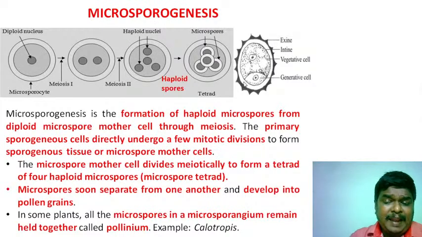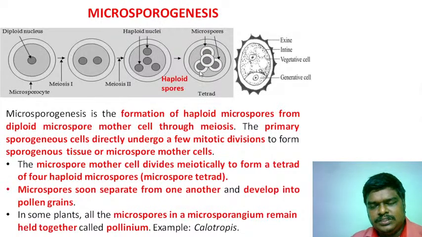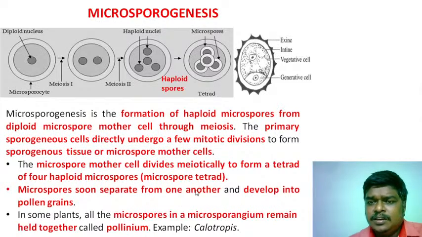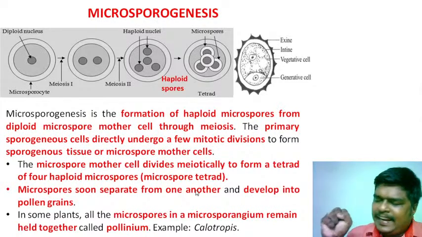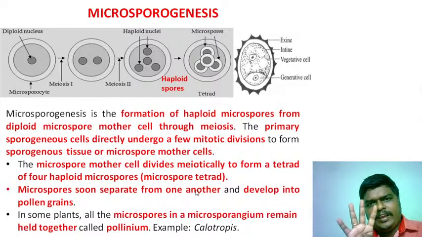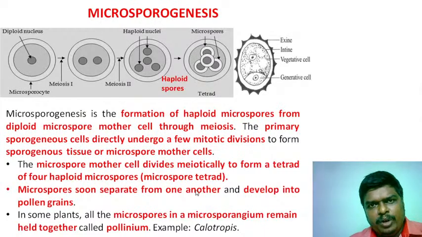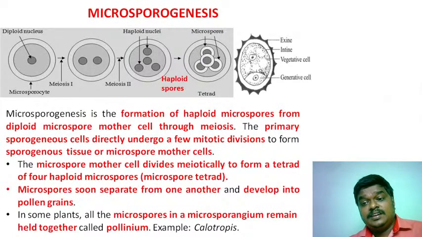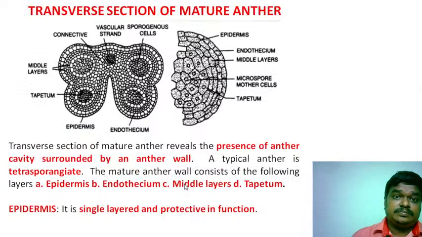Okay, in some plants, the microspores are not separated. They are joined together. That is called pollinium. Pollinium means the microspores remain attached. Here, in the formation of pollen grains, the 4 microspores get separated and become pollen grains. Whereas in the case of pollinium, the cells remain held together.